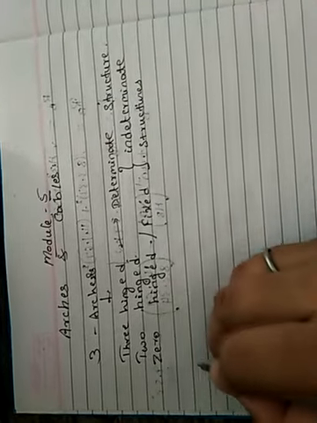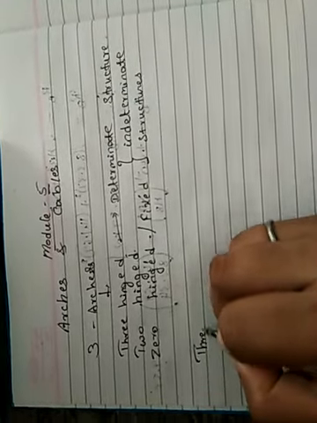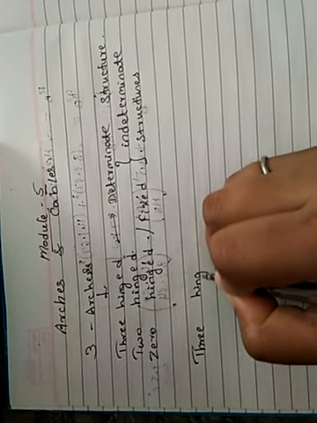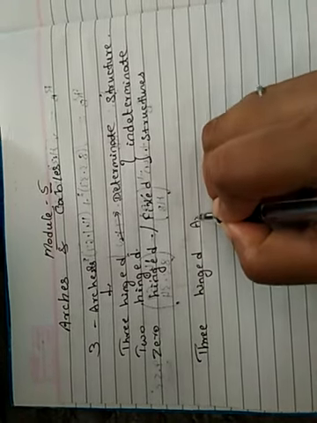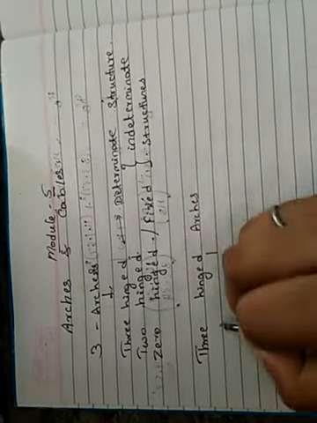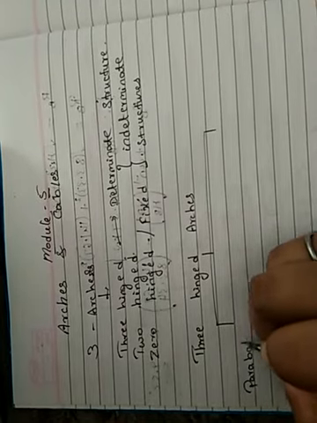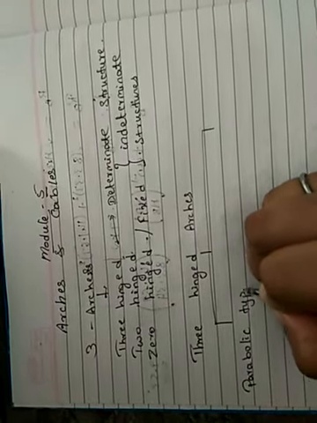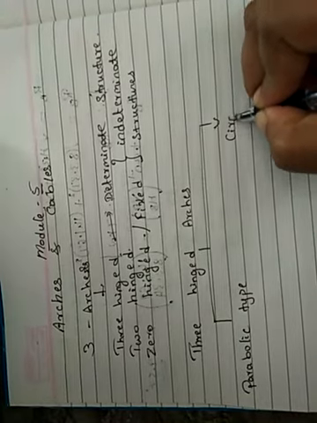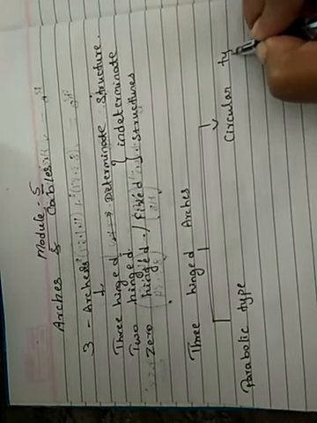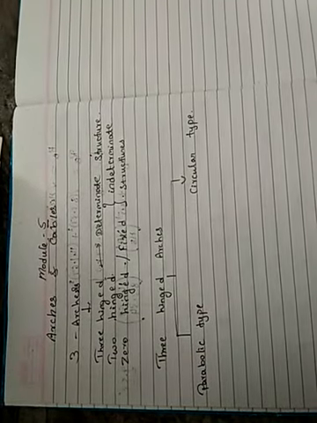So in this module we will be dealing with the three hinged arches. In three hinged arches we will be dealing with two types: one is parabolic type and one more is circular type. So in parabolic type, we need to calculate a few things.